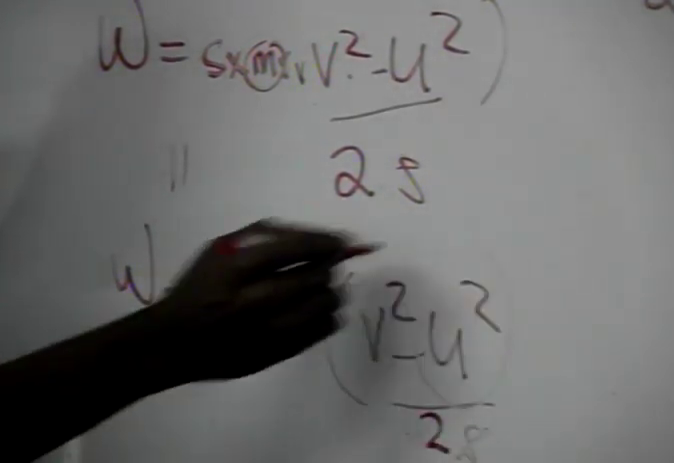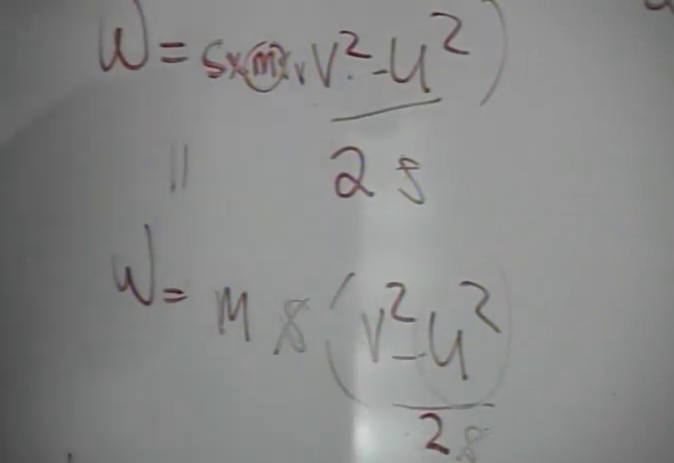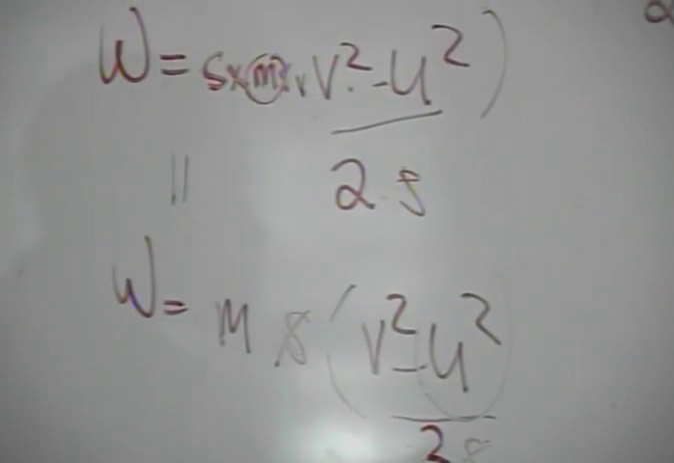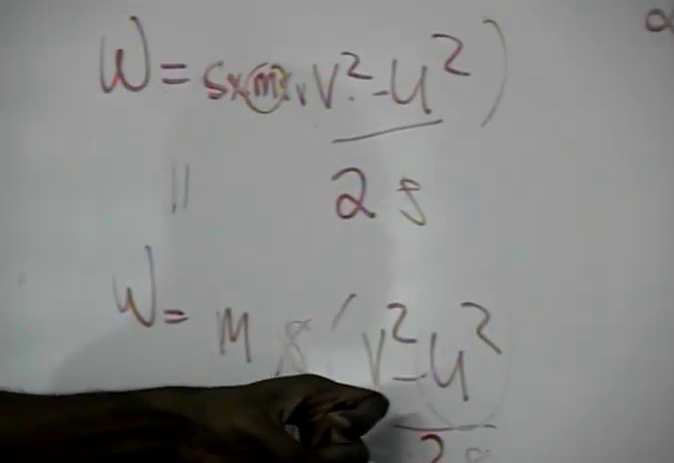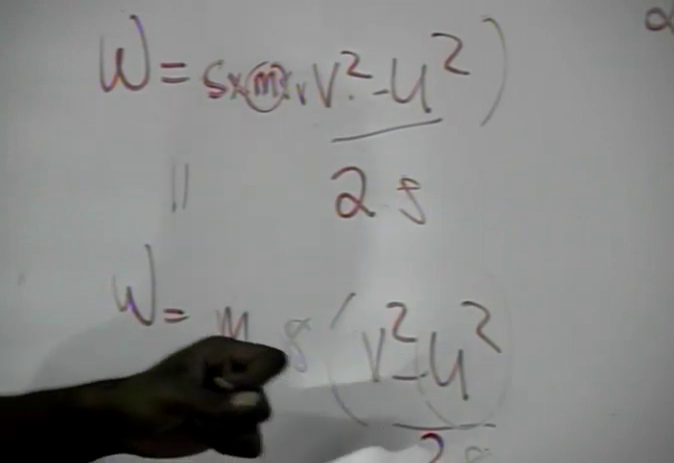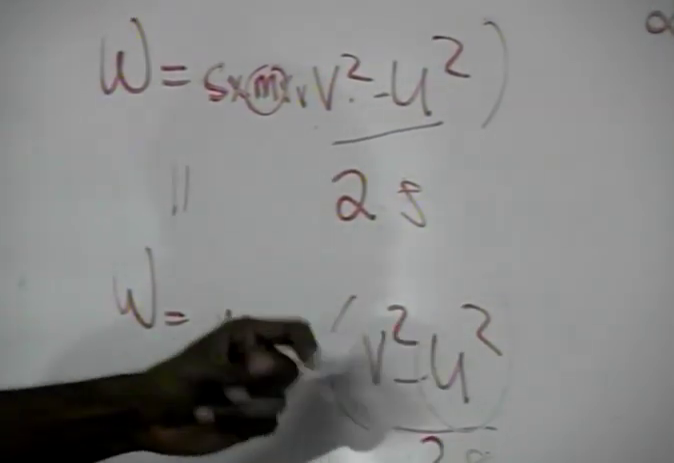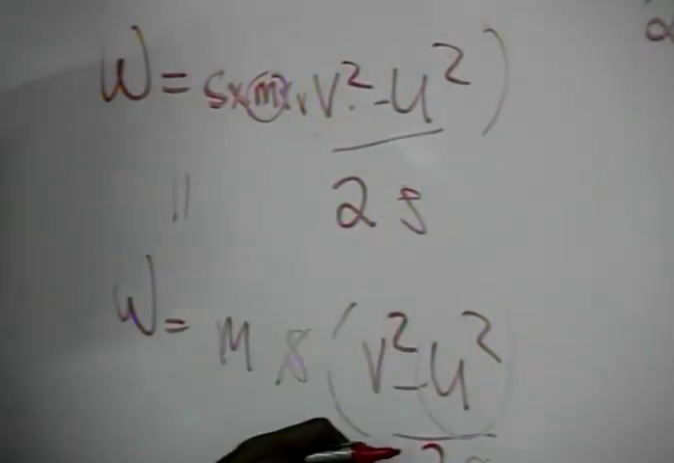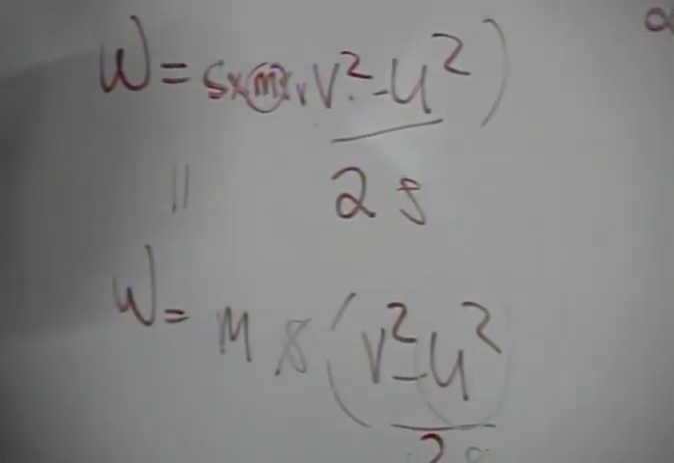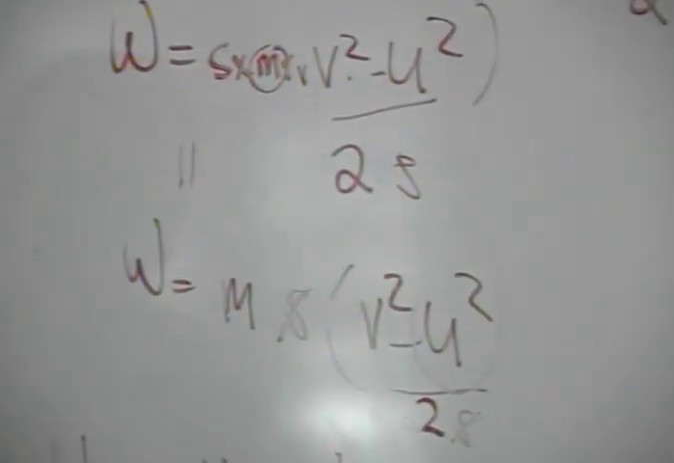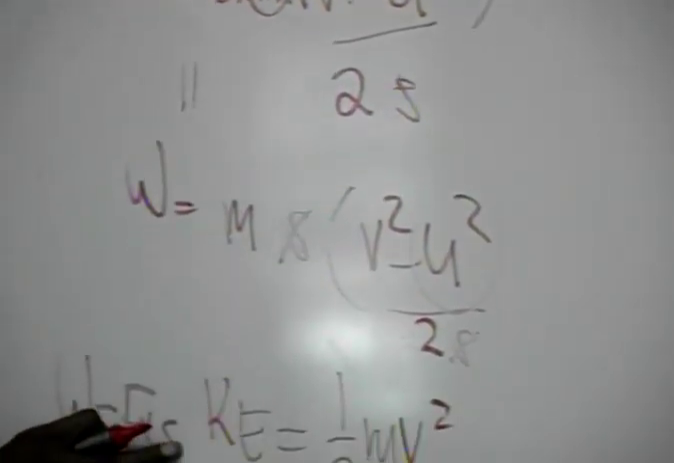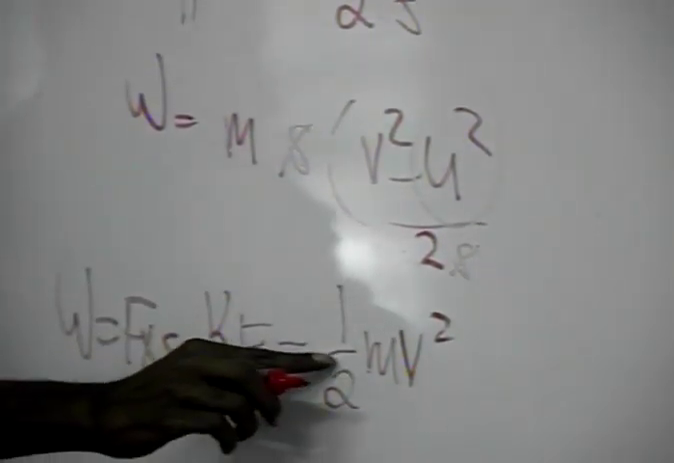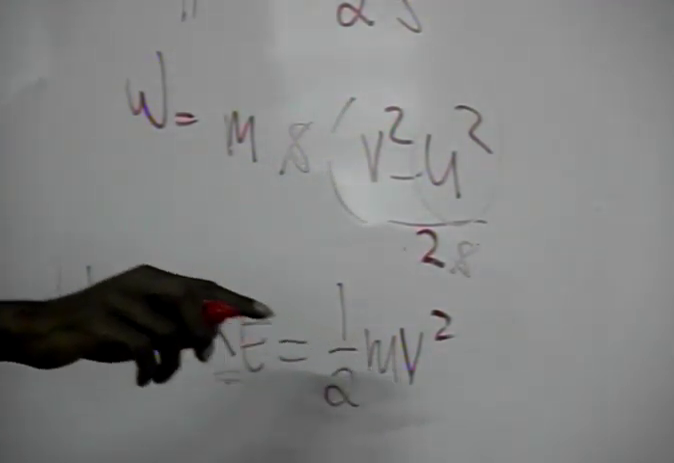Since the object was at rest before it moved, the initial velocity will be 0. Final minus 0 will always be the final answer, so we have only mv squared over 2. That is why we can say work equals force times distance, and it is also equal to the kinetic energy, which is given by this formula as half mv squared.